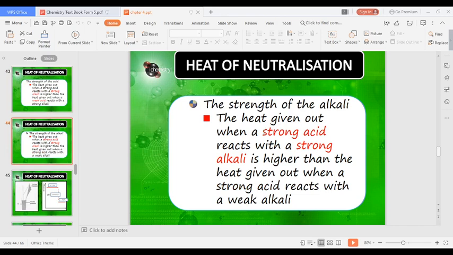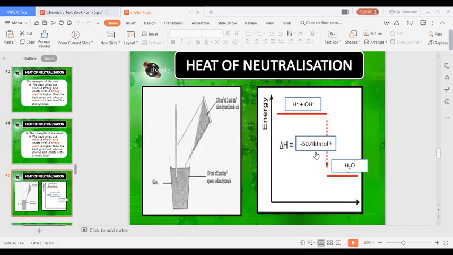The heat given out when a strong acid reacts with a strong alkali is higher than the heat given out when a strong acid reacts with a weak alkali. Okay, sebab itu, bila tindak balas antara asid dengan alkali di sini, dia akan tunjuk bahawa tindak balasnya adalah neutralization to produce 1 mole of water, because in your definition, dia kata the heat change when 1 mole of water is produced.